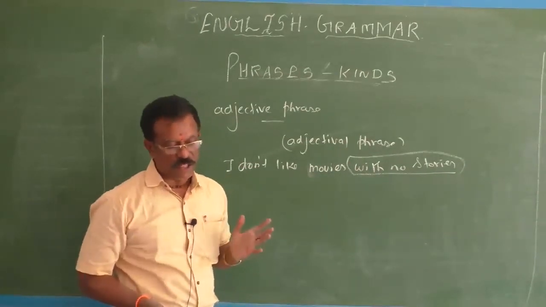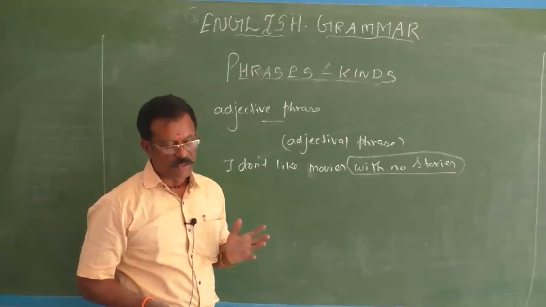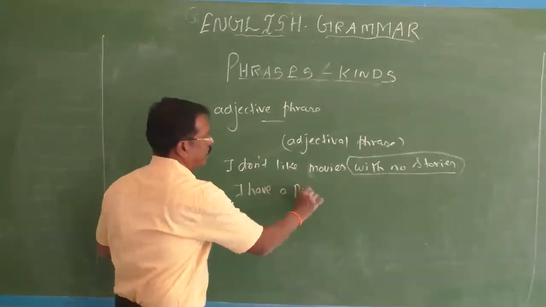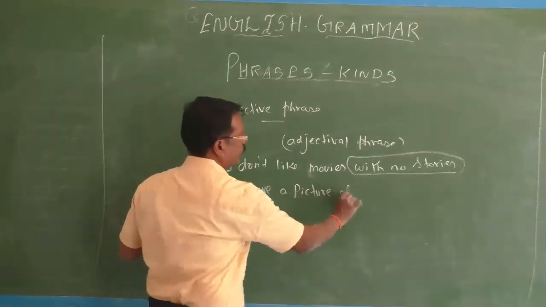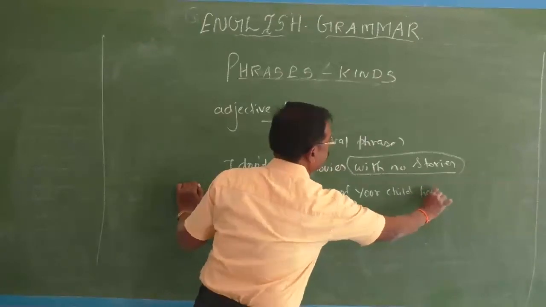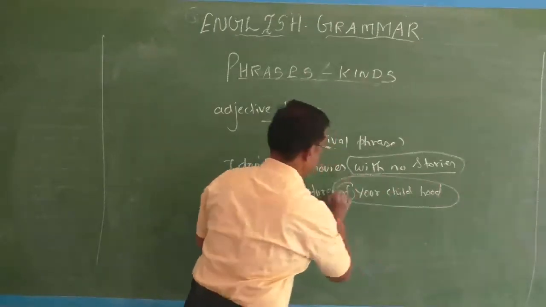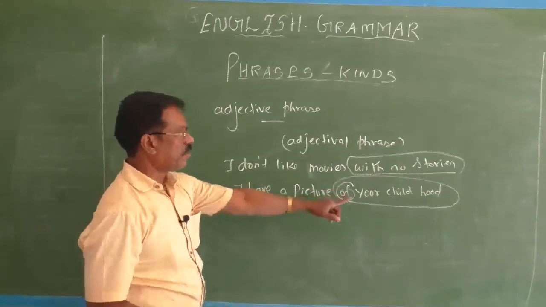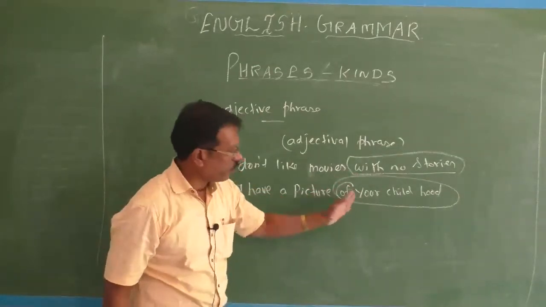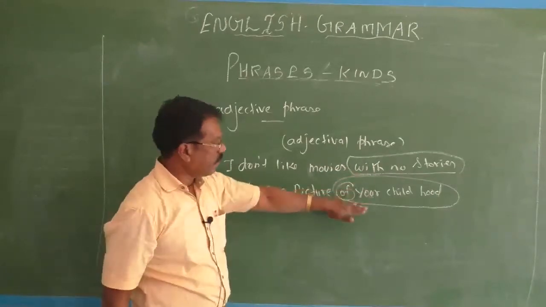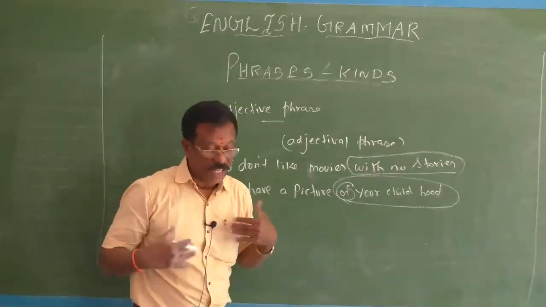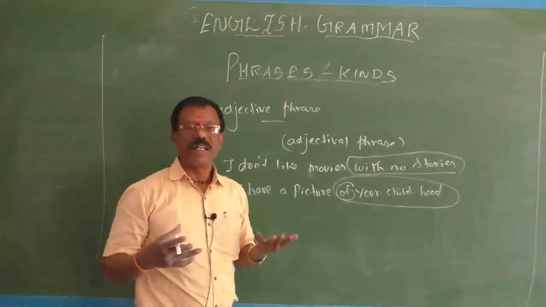See, I have a picture of your childhood. See, here of your childhood is an adjective phrase. Here it starts with the preposition of. It describes the picture. So it is an adjective phrase, no doubt. But as we don't have any adjectives in this phrase, we call it an adjectival phrase. Okay, children, could you understand?